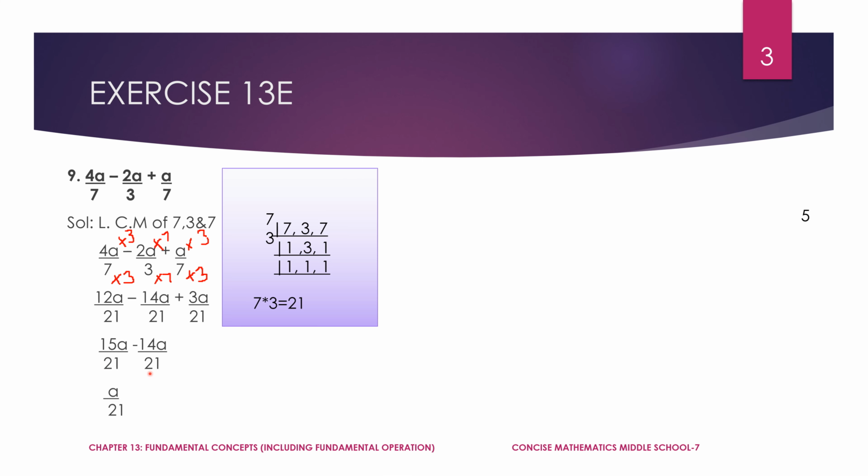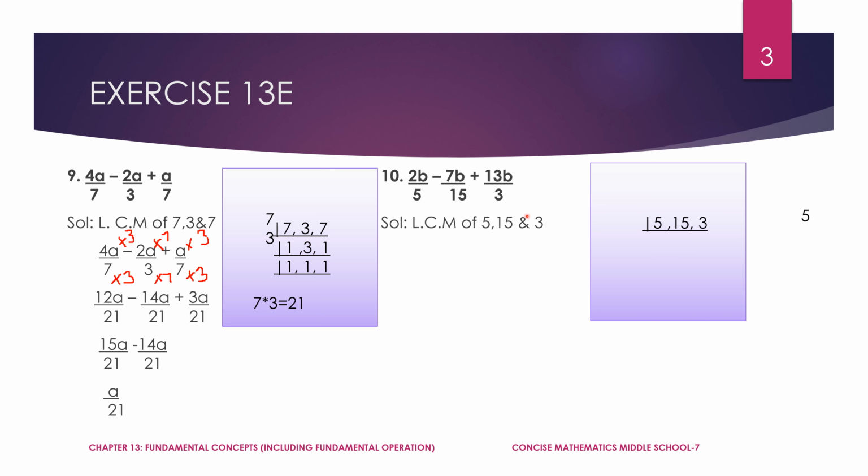One is having positive sign, other is having negative sign. Whenever it is having one positive, one negative, put the bigger number sign. So 15 sign is plus, bigger number sign, and subtract it. 15 minus 14 will be 1. So a by 21 is the answer. 10th question. 2a by 5 minus 7b by 15 plus 13b by 3. Even here the denominators are different. Take the LCM of 5, 15 and 3.